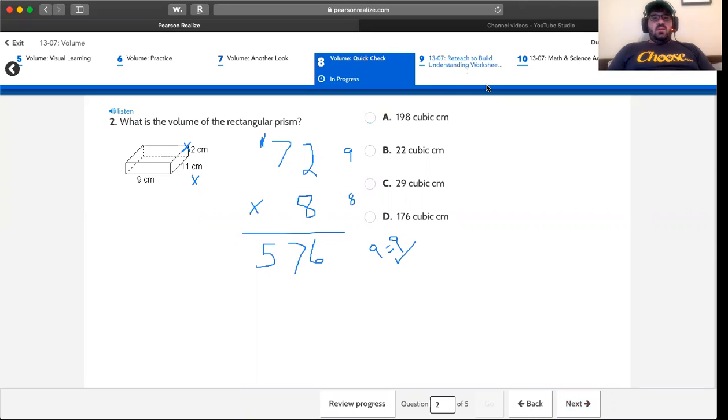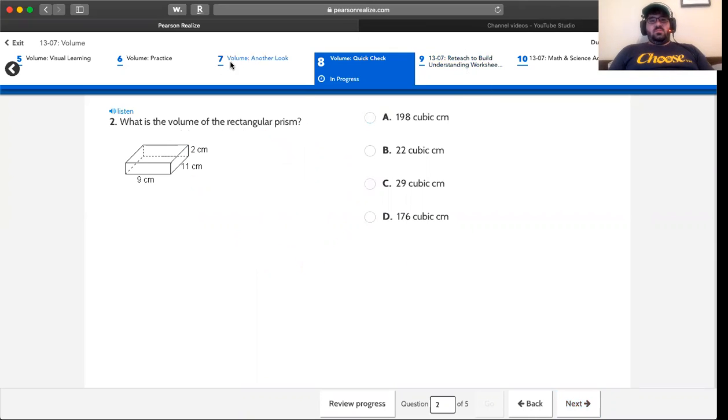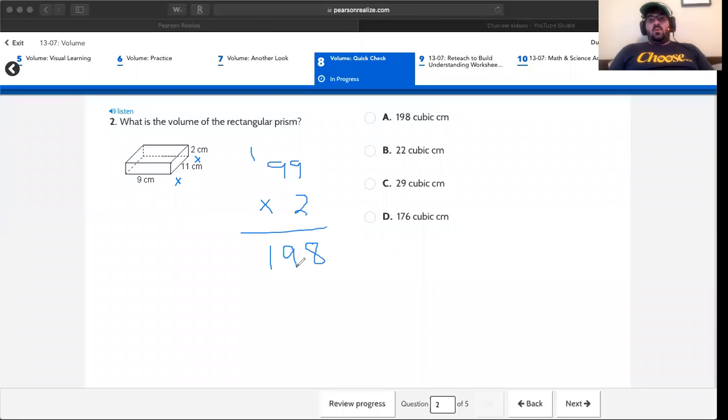Question 2, what is the volume of the rectangular prism? So let's do it again. Length times width times height, also known as multiply the three numbers together. 9 times 11 is 99. 99 times 2. So I can do it this way, or I can think, oh, that's like 100 times 2, and then you can subtract 2. But we'll do the old-fashioned way as well. 2 times 9 is 18, write the 8, carry the 1. 2 times 9 is 18, plus 1 is 19, 198. Or if you did it the other way, it would be 200 minus 2. Either way, it's 198 cubic centimeters.